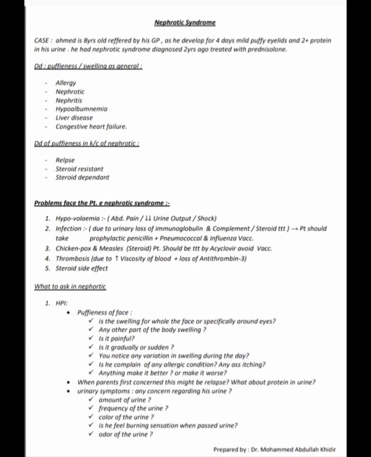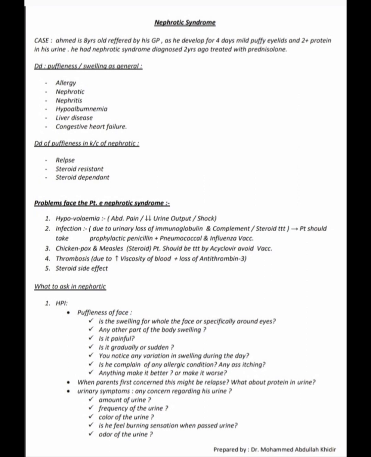Now, the problems faced by the patient in nephrotic syndrome. What are the problems nephrotic syndrome patients face? Number one is hypovolemia. The presentation of hypovolemia is abdominal pain, decreased urine output, and shock. Remember, urine output is much decreased. Hypoalbuminemia.